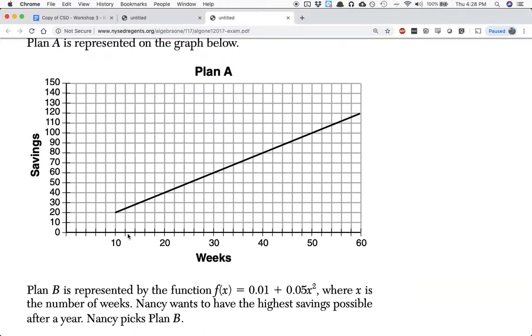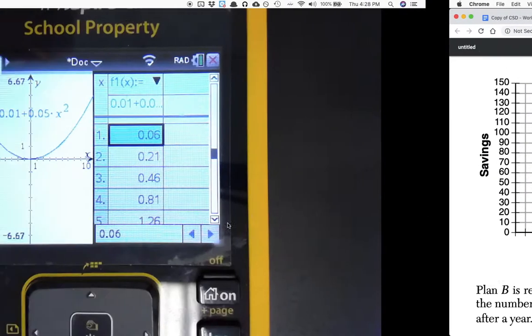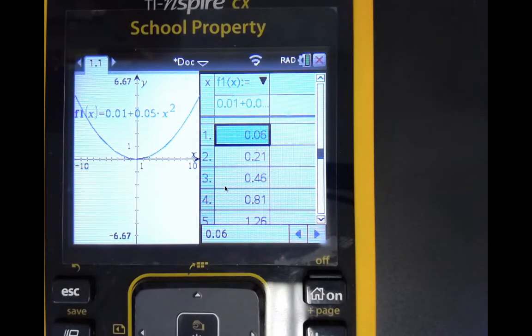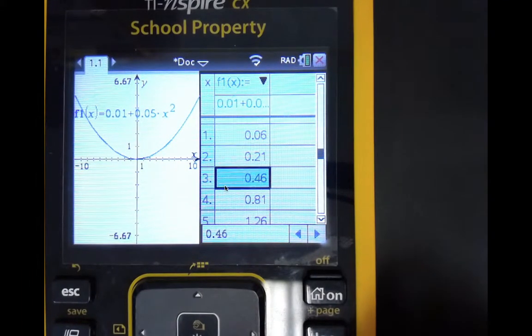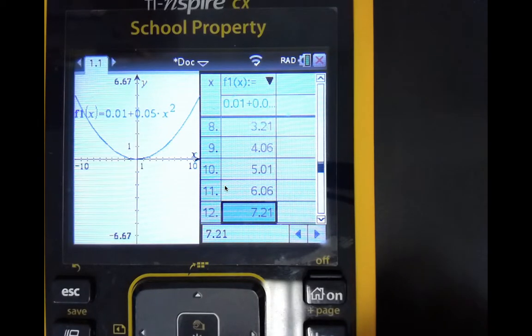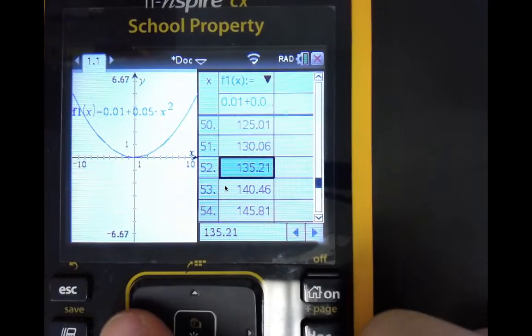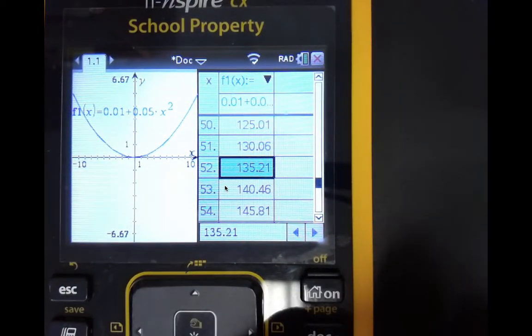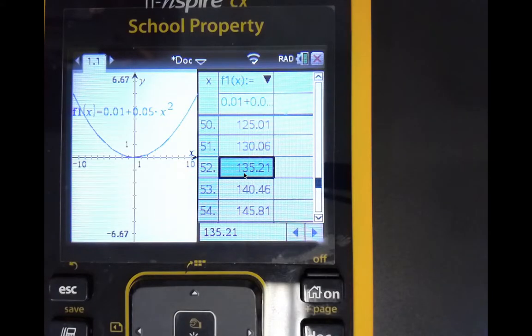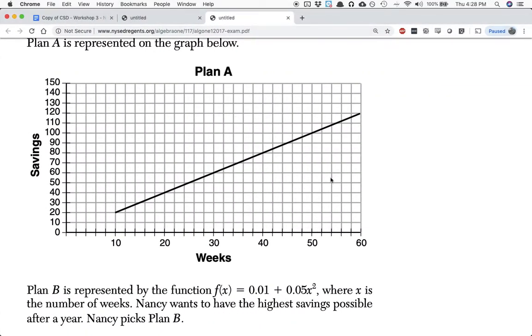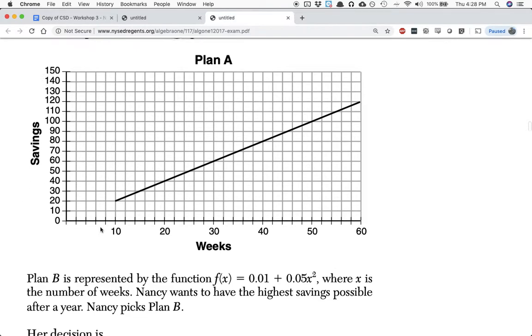Check Plan B. Well, I need the weeks as my x-axis. I need to scroll all the way to 52 here to find it out. So we're at 1, we're at 5, we just got to keep going all the way until we get to 52. See if that's more than 105. Now you might be like, oh, that's too much to scroll, but we're going to be there in about 3 more seconds. Okay, at 52 weeks here, she will have saved on Plan B $135. Compare that to $105 at 52 weeks. Plan B definitely looks like it's bigger.